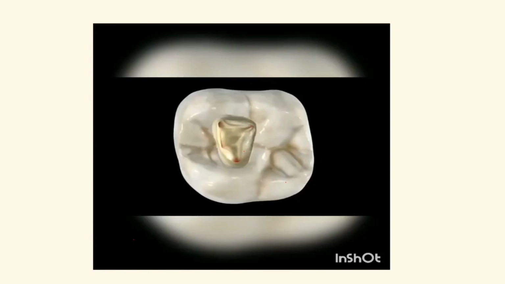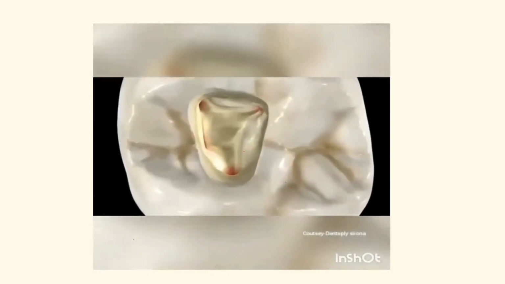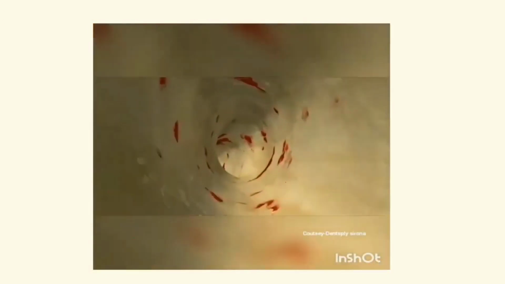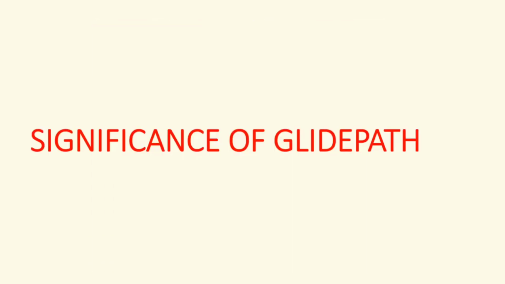And this is a small animated presentation of what glide path means. Please have a look at this video. You can imagine the smooth radicular tunnel from coronal orifice to the apical constriction.